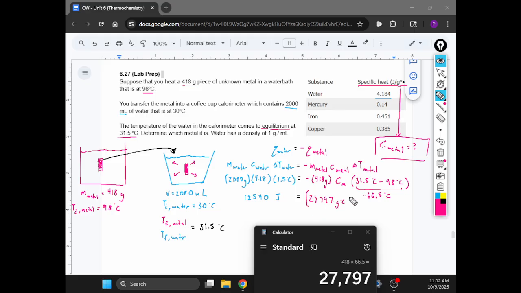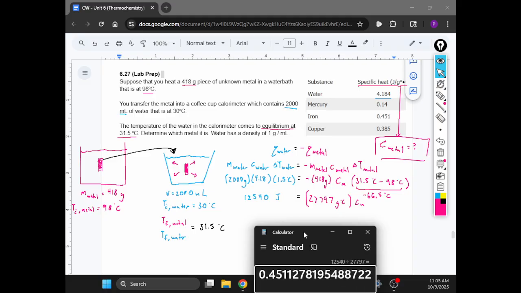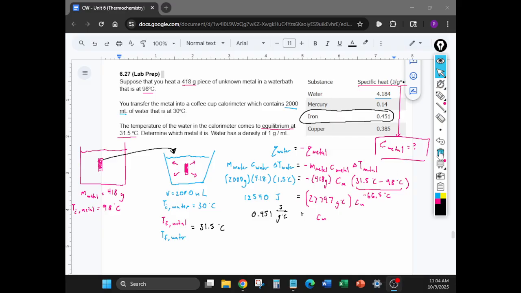And then you're multiplying that with the C of the metal. So to solve at the very end, you'll get 12,540 divided by 27,797, and you should get 0.451. So the C of the metal is going to equal 0.451, and you'll see that it's joules over grams degrees Celsius. Okay, so your final answer is that the identity of this metal is iron, and that's going to be your answer.